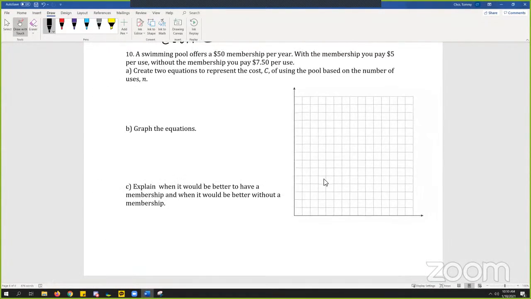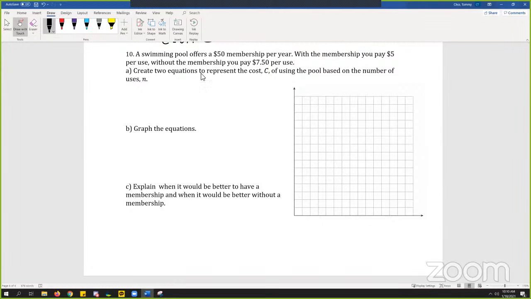Swimming pool offers a $50 membership per year. With the membership, you pay $5 per use. Without the membership, you pay $7.50 per use. Create two equations to represent the cost and the number of uses. So another C and N.